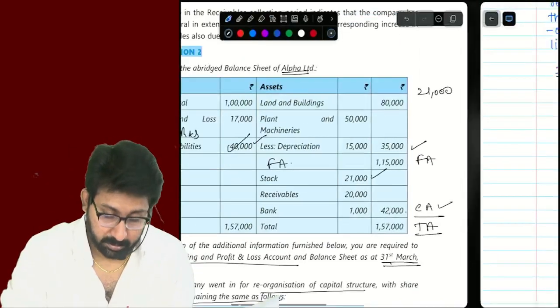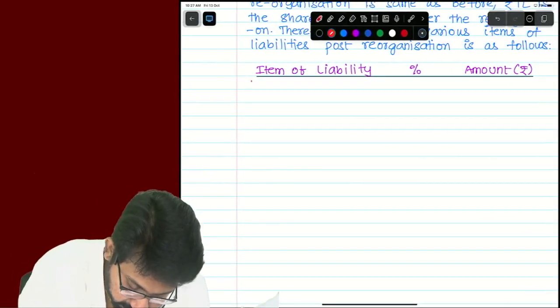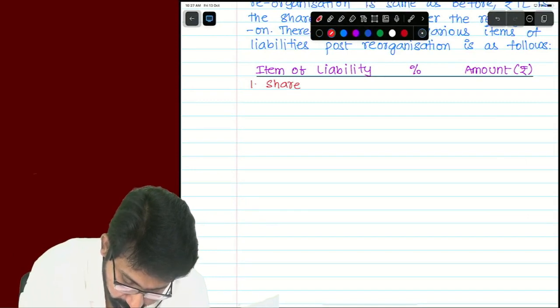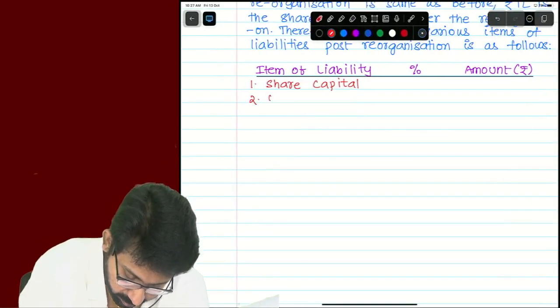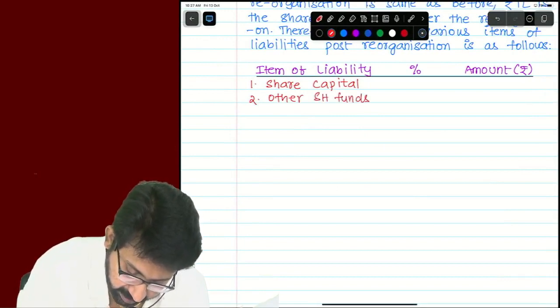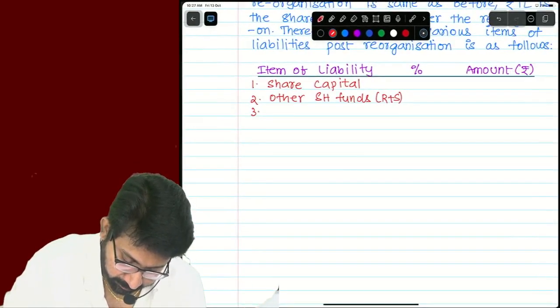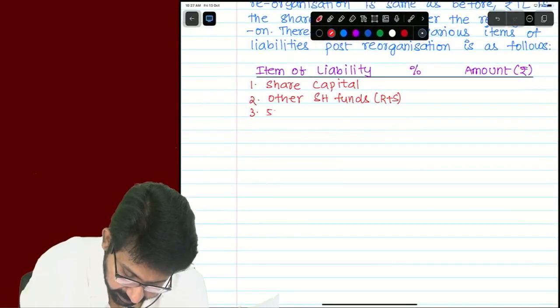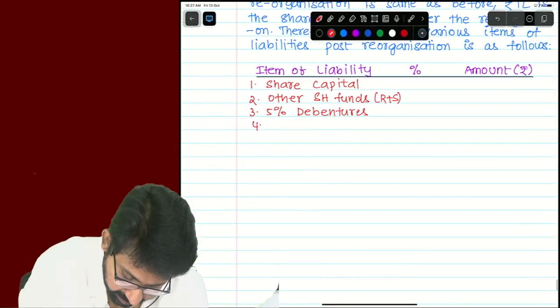First, the items of liability. Write down one by one. What is the first one? Share capital. Second one, other shareholders' funds. Technically, we can call it reserves and surplus. Number 3, 5% debentures. Number 4, current liabilities.